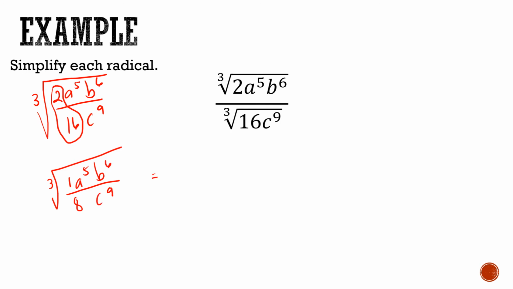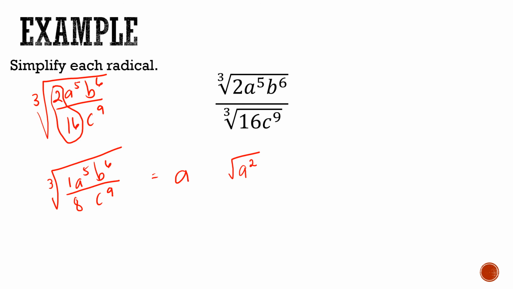Then we can now simplify. The cube root of 1 is 1, so we don't need to rewrite it. So we have a to the 5th. So we will be dividing the exponent by the index. How many 3's are there in 5? There is only 1. So you can write this as a. And then the remainder will be left in your radicand. So we have a squared because the remainder is 2.